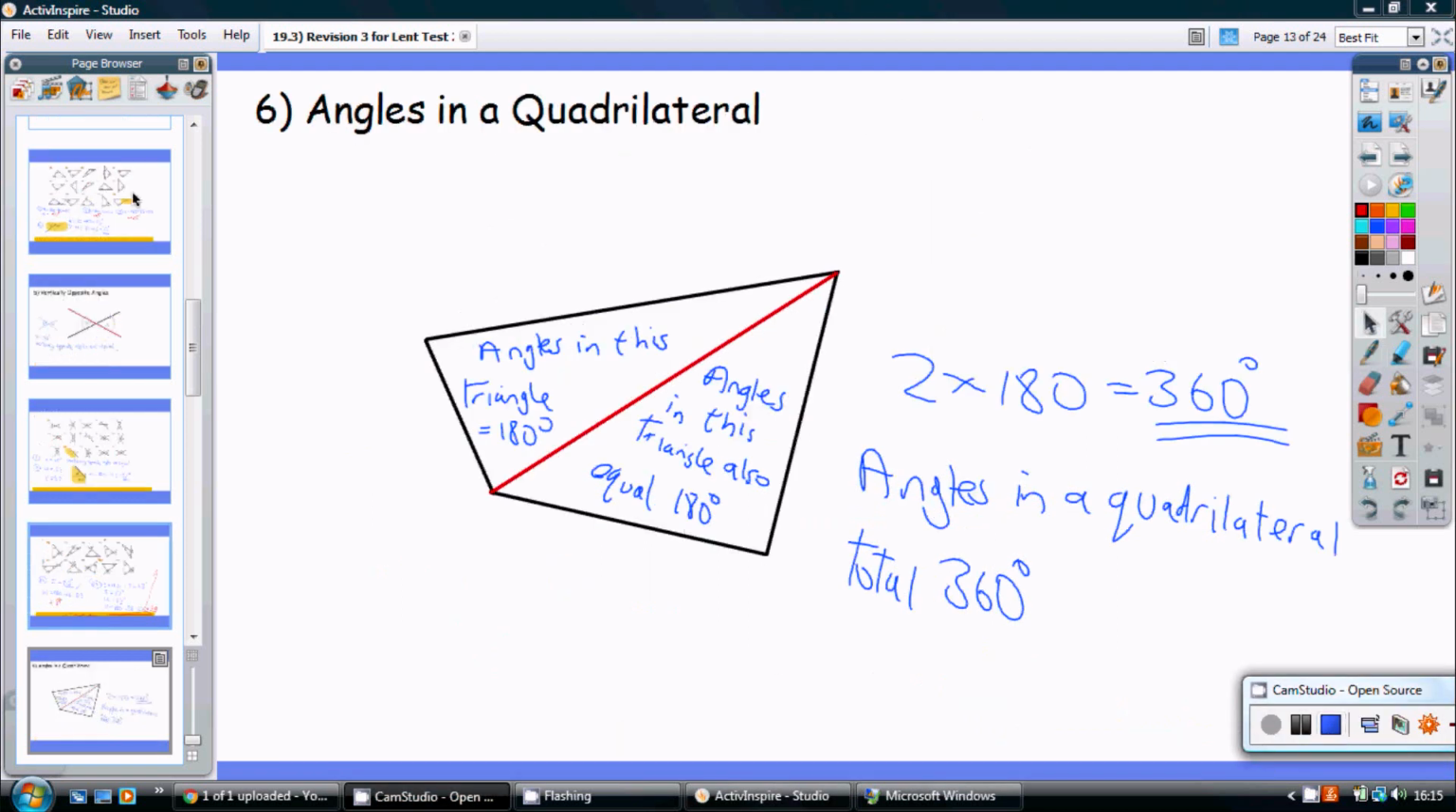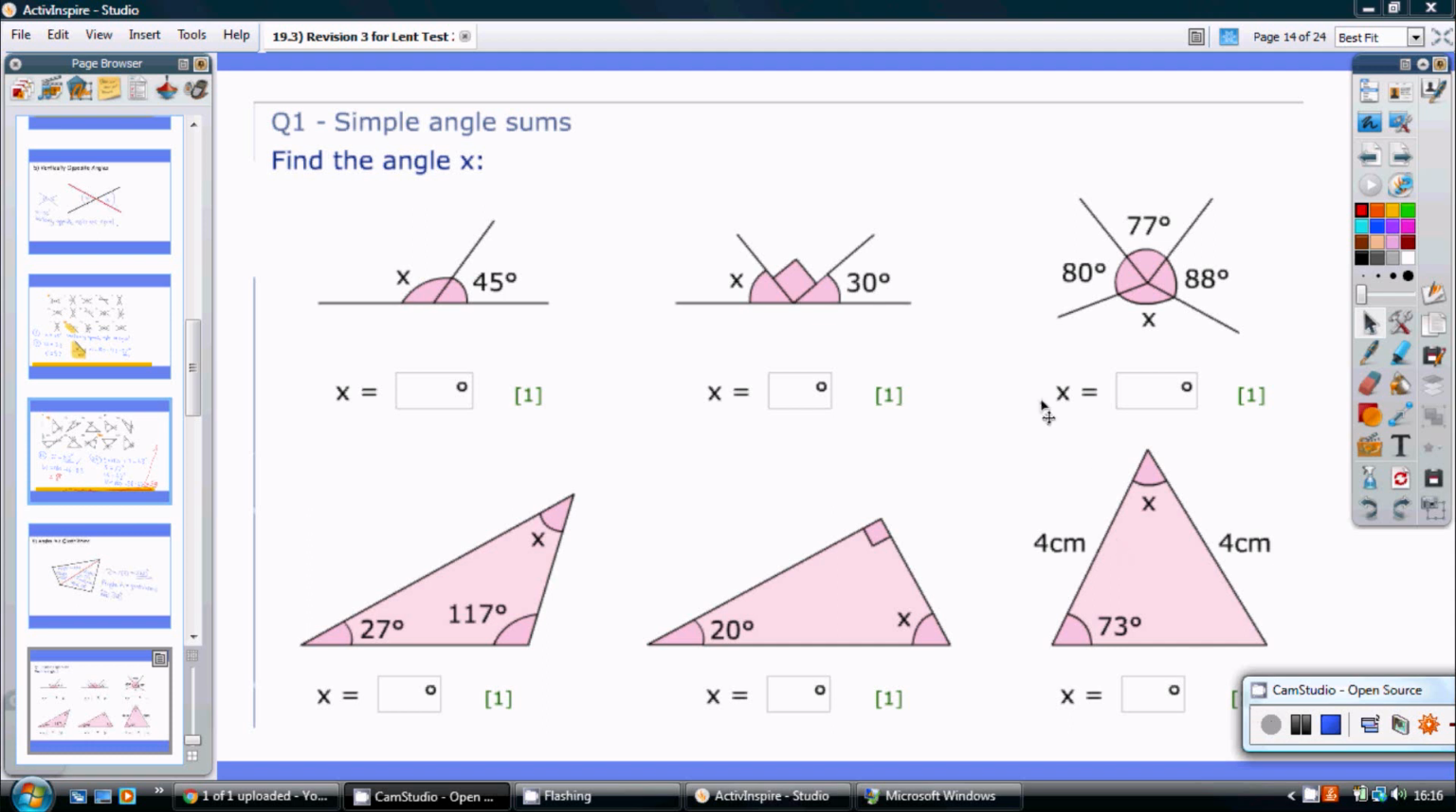Then the sixth note we made was to do with angles in a quadrilateral. Now remember, a quadrilateral is a shape with 4 sides. So any 4-sided shape, you can just pop a line between the 2 opposite corners to create 2 triangles. The angles in each triangle add up to 180, so that's an easy way to remember that angles in a quadrilateral always add up to 360 degrees. So here are a few more questions for you to have a go at, so please pause the video until you've had a chance to have a go.